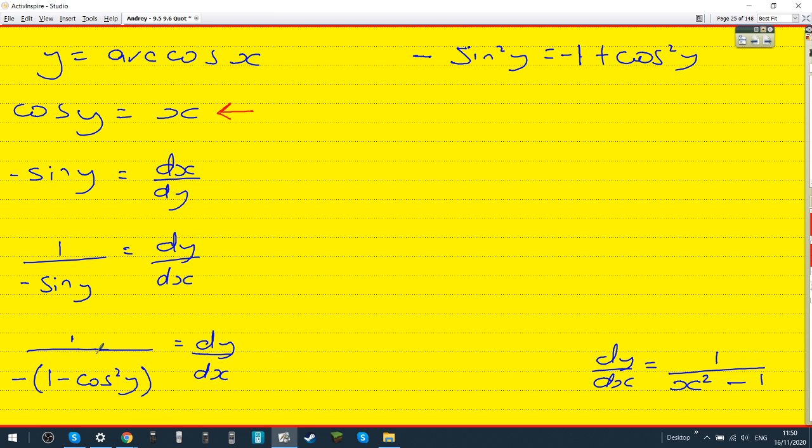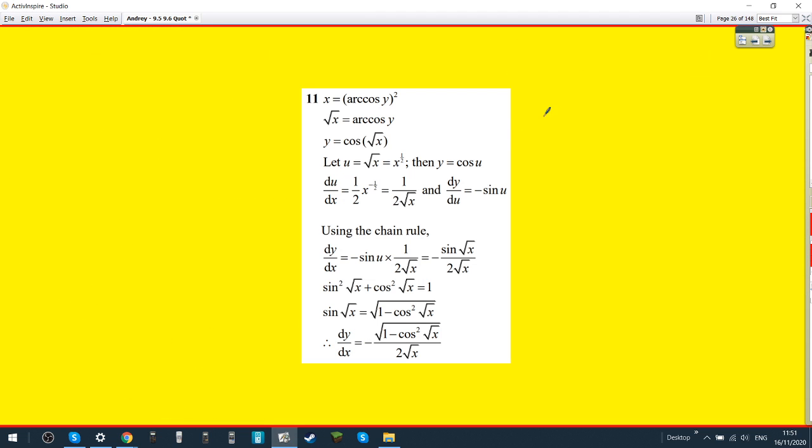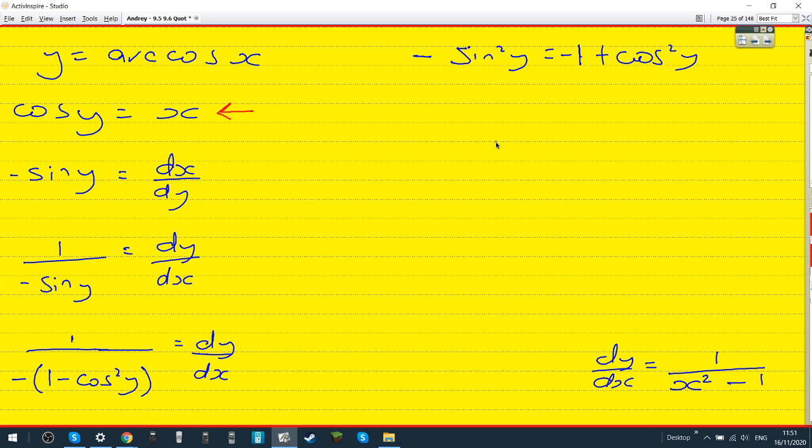dy dx is, yeah, so this thing here, where we would have gotten cos squared y minus 1, they left it as cos squared y minus 1, and they have the minus on the outside, so it's minus 1 minus cos squared y, and y is root x. Is that right? Let me see. Root x. cos root x is y. Yeah, cos root x is y.